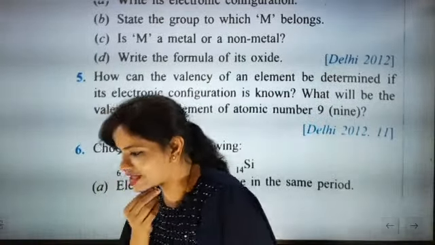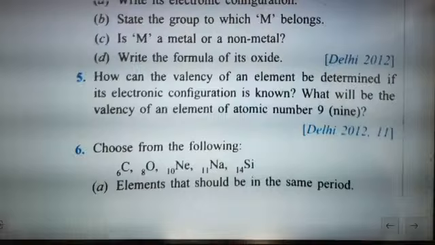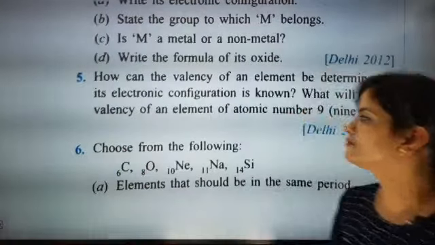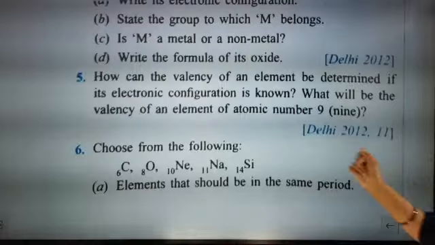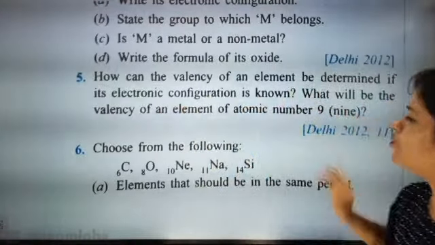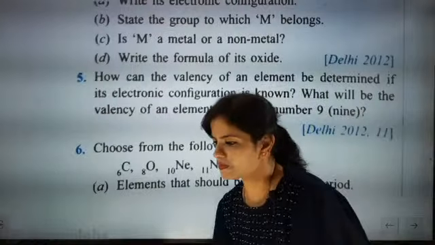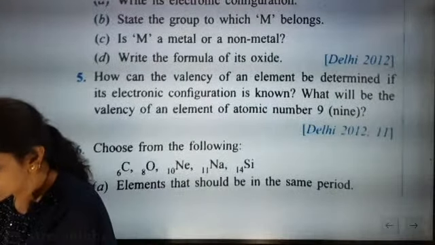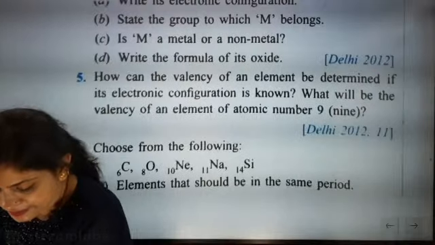Bored. Okay, same question. I am going to go for the next question. Don't cry. This session is over. This set is over. We are going to go for the next set. Come on, start answering the question. How can the valency of an element be determined if its electronic configuration is known? What is the rule? Quickly say the rule.